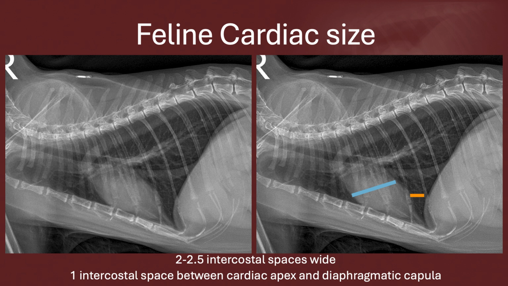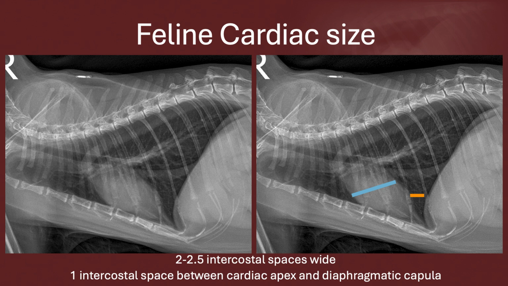When evaluating cardiac size in feline thoracic radiographs, on the lateral view, the normal feline heart typically spans approximately 2 to 2.5 intercostal spaces wide, as denoted by the light blue line. The cardiac silhouette should be slightly elongated, with tapering height and width at its apex. Additionally, on the lateral projection, there is usually an intercostal space between the cardiac apex and the diaphragmatic cupula, as denoted by the orange arrow.